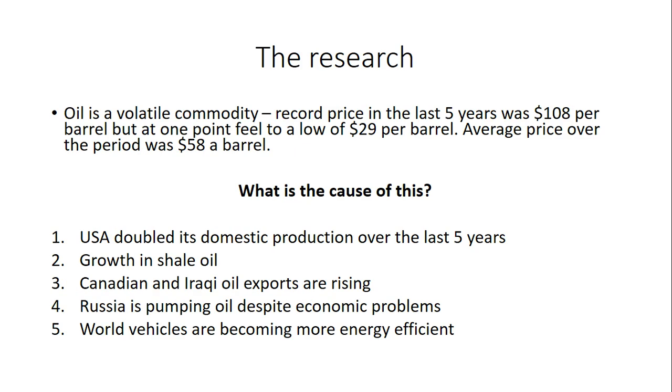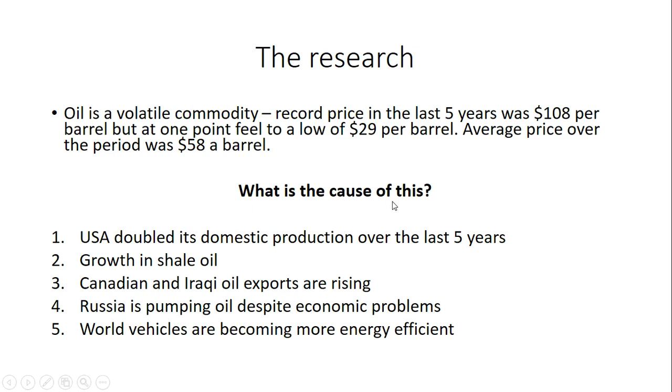Now, the research. We're told in the actual research that oil is a volatile commodity, and we're also told that the record price in the last 5 years was $108 per barrel. At one point, it fell to a low of $29 per barrel. Okay, so you can see the actual difference there is quite significant. And then we're also further told in the case study that the average price of the barrel is $58 a barrel. So this is pretty good because it tells us what people should be paying for oil.